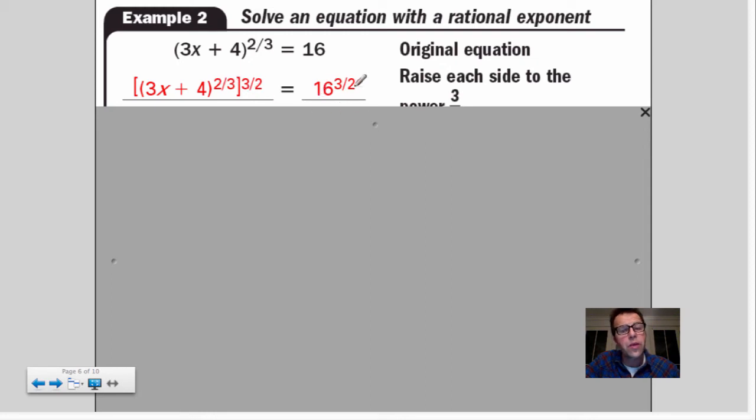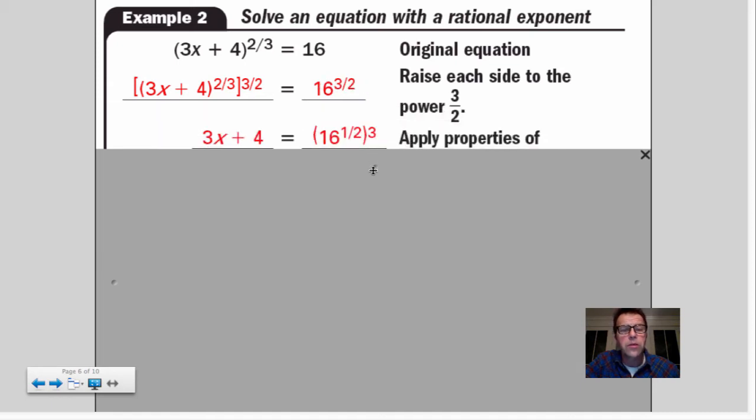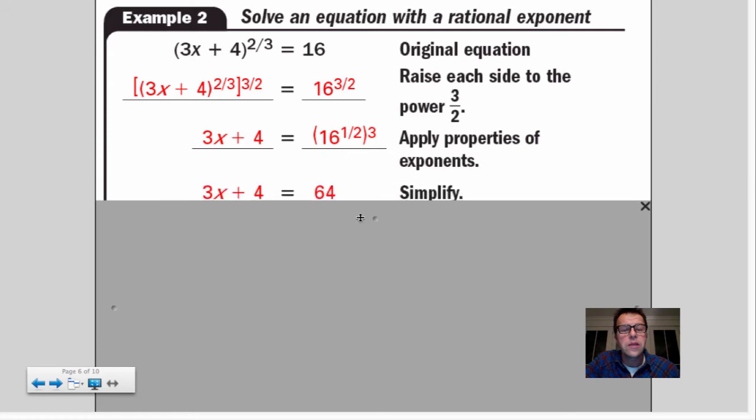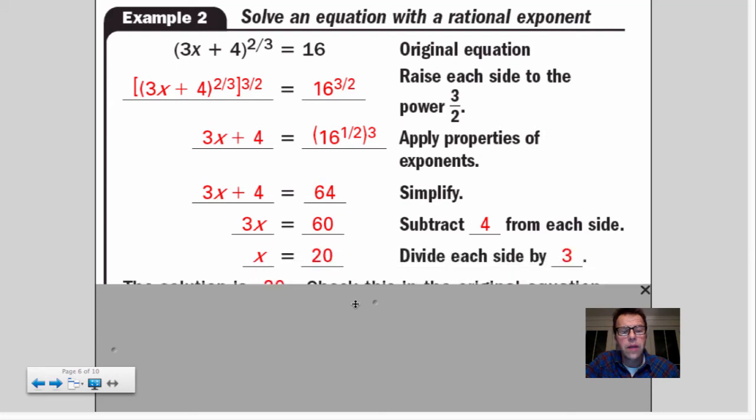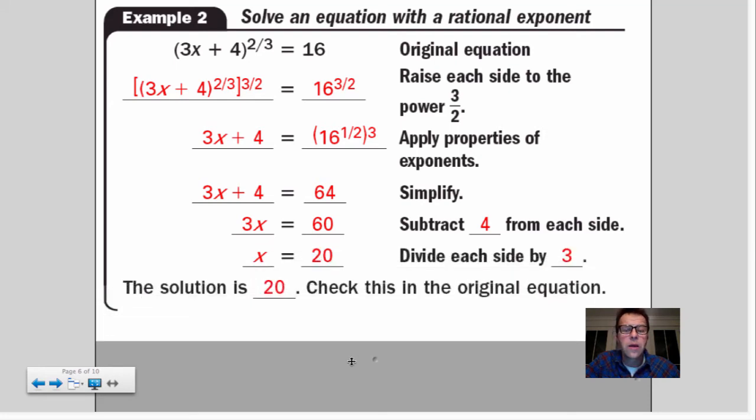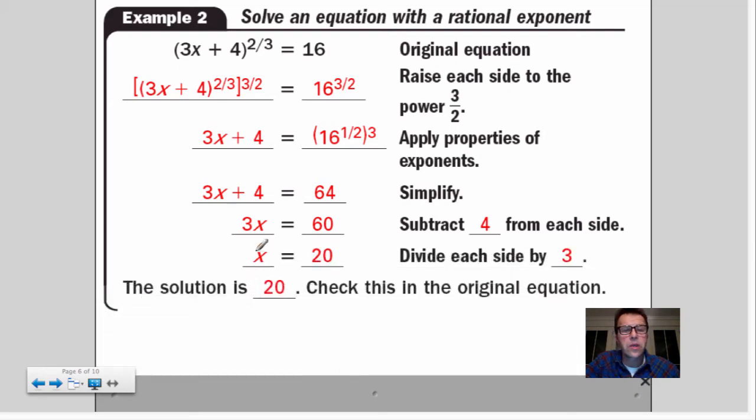16 raised to the 3/2. Can you do that in your head? This means the square root of 16, which is 4. 4 raised to the power 3 is 64. Awesome. And we subtract 4, divide by 3, we get 20. And we can plug this back into the original and see that it does indeed work.